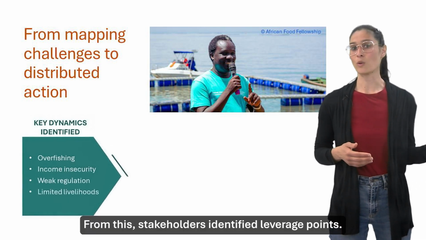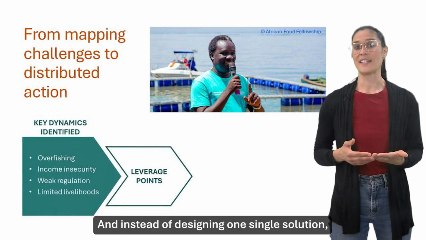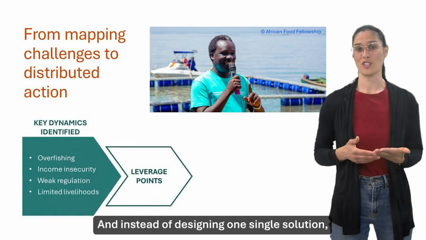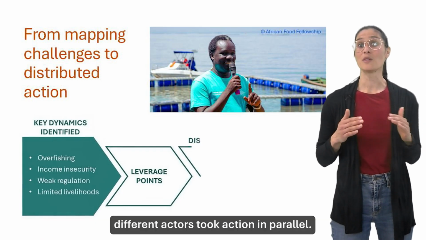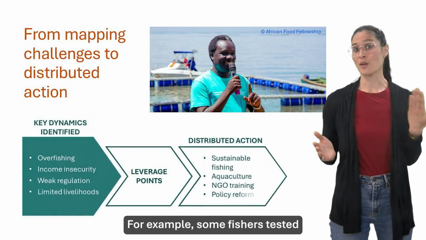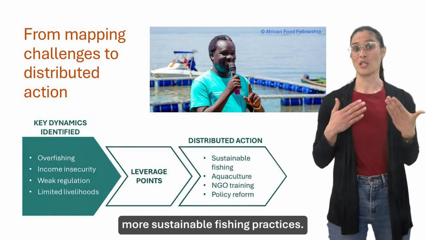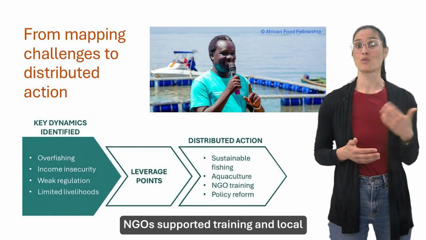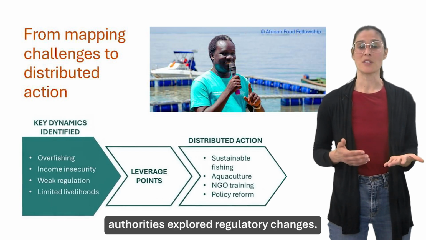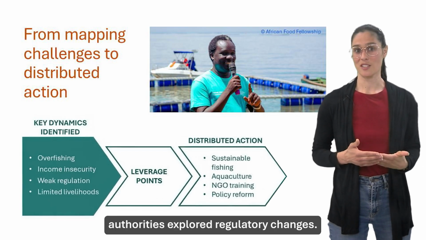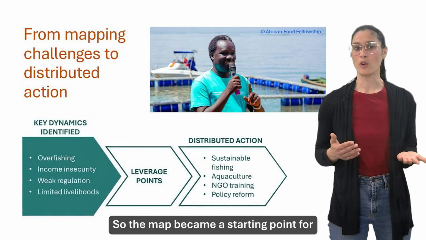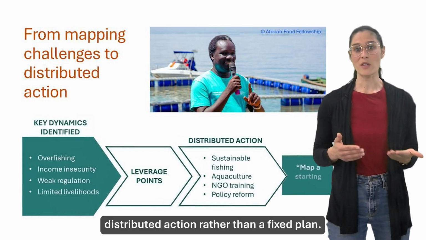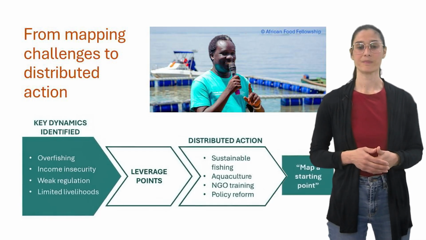From this, stakeholders identified leverage points, and instead of designing one single solution, different actors took action in parallel. For example, some fishers tested more sustainable fishing practices, others explored small-scale aquaculture, NGOs supported training, and local authorities explored regulatory changes. So the map became a starting point for distributed action, rather than a fixed plan.